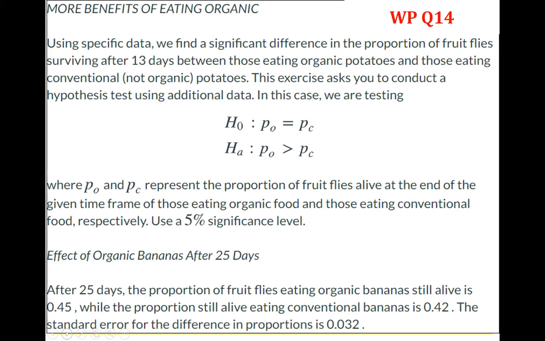Let's do it again. Question 14. It says, using this data for the proportion for fruit flies surviving after 13 days, and those eating organic potatoes and those eating conventional non-organic potatoes. So if nothing's going on, then the organic is the same as the conventional. If something's going on, then we're looking to see if organic is more than conventional. I know it's a right tail test, and I read that from the center, right tail, and I'm testing to see if organic is greater than conventional.